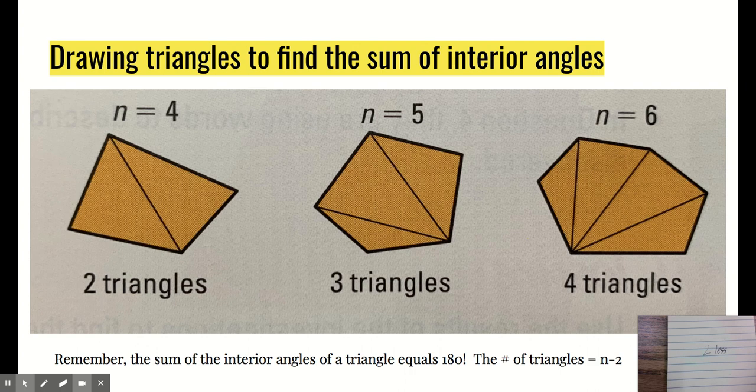So remember, the sum of the interior angles of a triangle equals 180. So if you ever forget the formula we're going to learn on the next page, you could just draw triangles and say, okay, this first figure would have 180 plus 180. Add that up, that'd be 360 for the sum of the interior angles of that first figure. For the next one, we have 3 triangles. So you could say 3 times 180 equals the sum of the interior angles of our middle figure there.